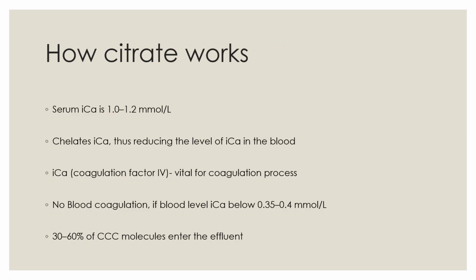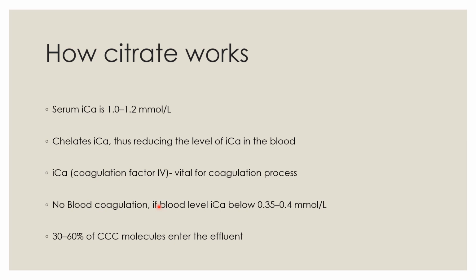How citrate works as an anticoagulant. When citrate is infused into the blood, it rapidly chelates the ionized calcium in the blood to form citrate calcium complex, thus reducing the level of ionized calcium in the blood. Ionized calcium, also called coagulation factor 4, is vital for multiple steps of the coagulation process. Under physiological conditions, the concentration of serum ionized calcium is 1 to 1.2 millimole per liter. Blood coagulation will not occur if the blood level of ionized calcium is reduced to below 0.35 to 0.4 millimole per liter.